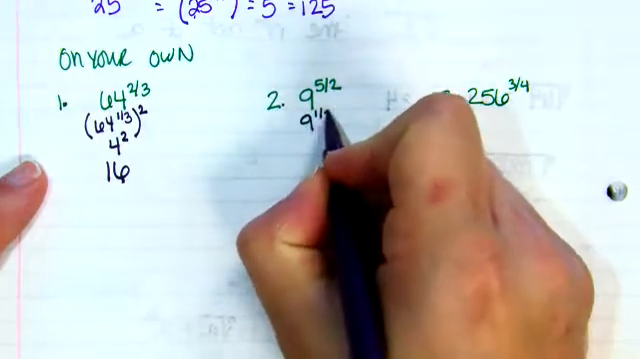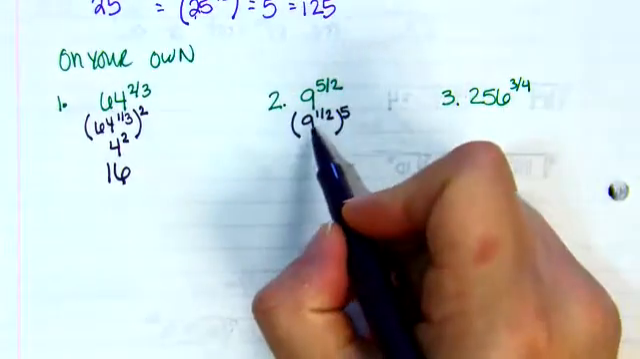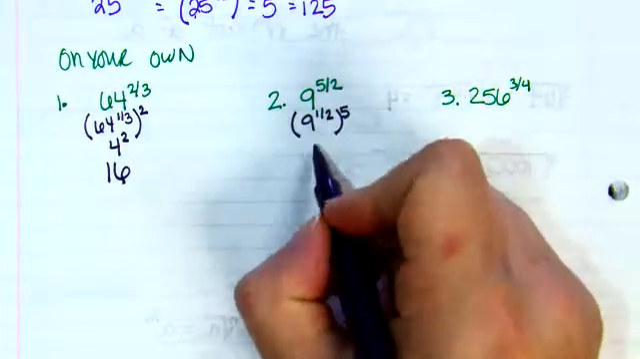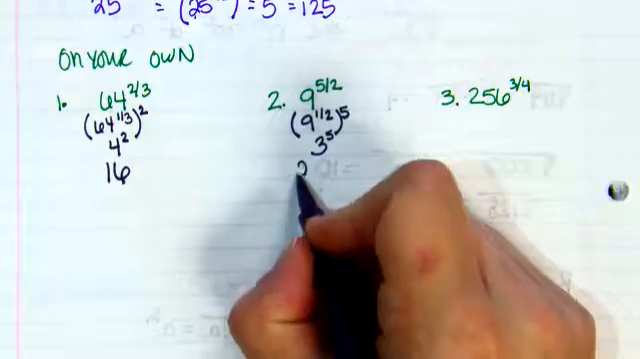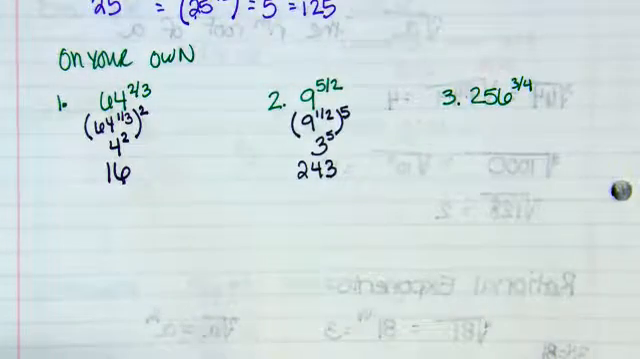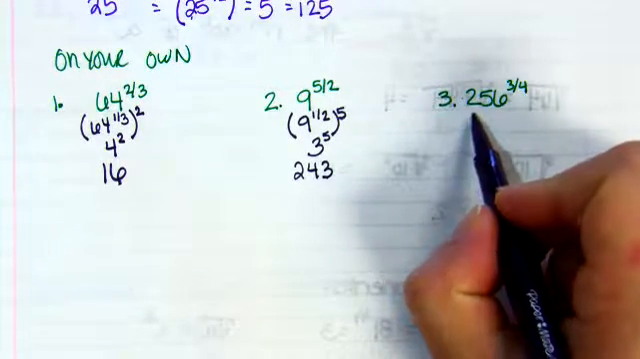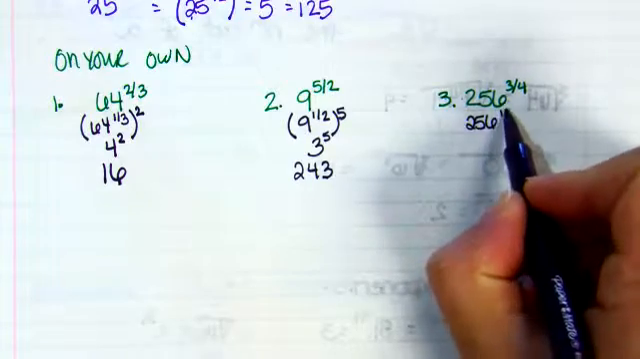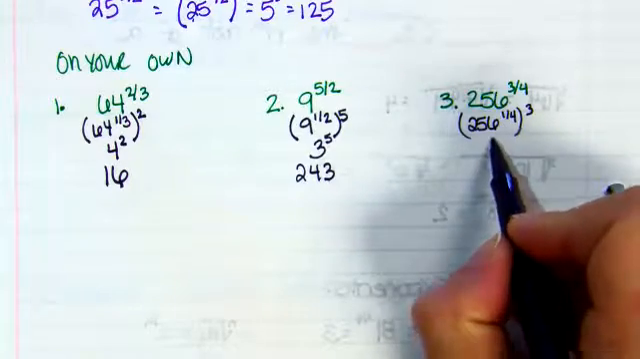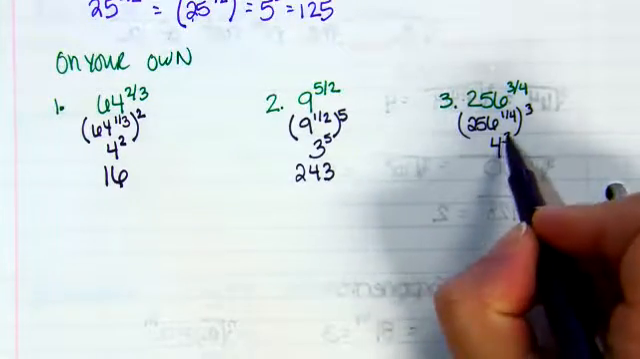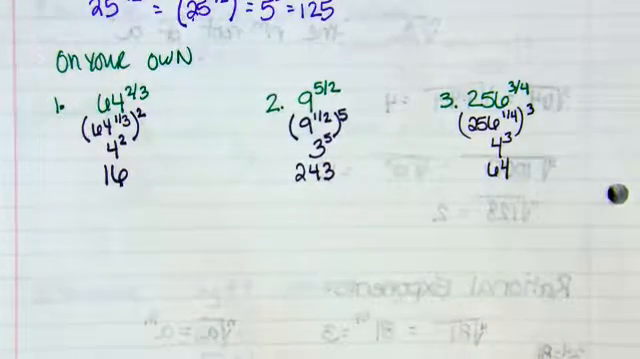Over here, I'm going to raise 9 to the 1/2 power first, and then raise that to the 5th power. The square root of 9 is 3, and 3 to the 5th power is 243. And then finally, for this guy, I'm going to take the 4th root of 256, and then I'm going to cube that. The 4th root of 256 is 4. 4 cubed is 64. So those would be the answers to the on your own.